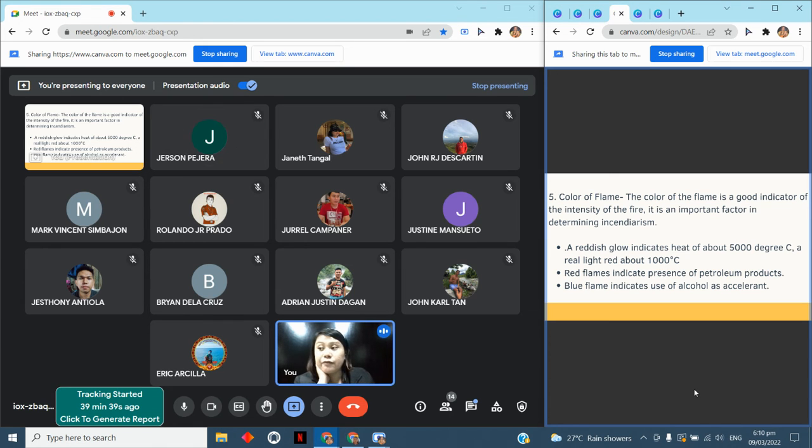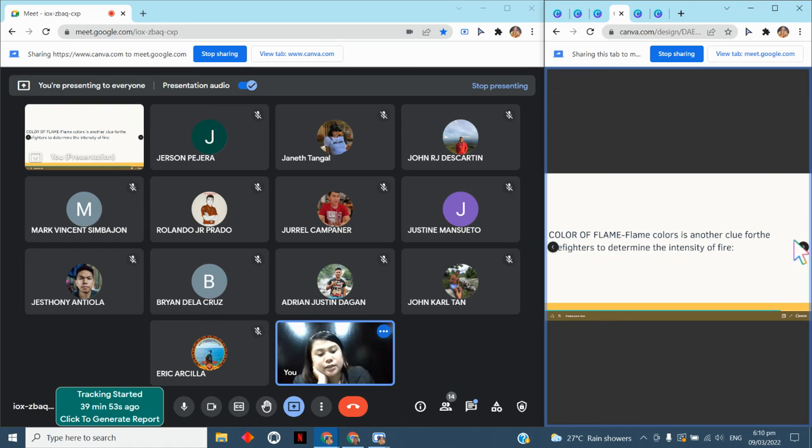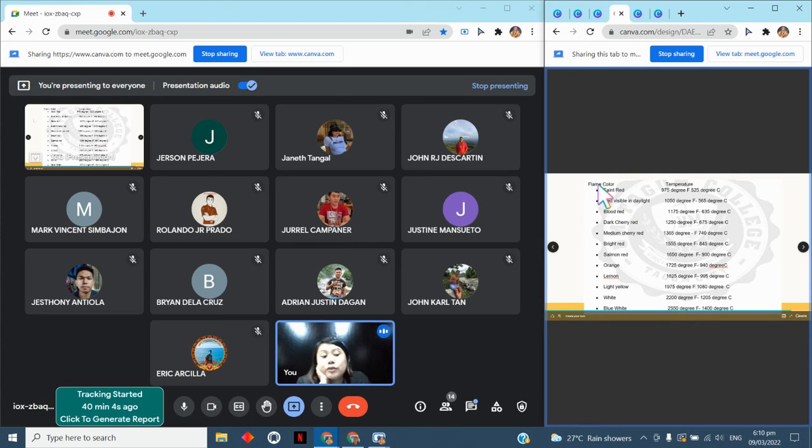The color of the flame will also indicate how strong our fire is. So these are the indicators. The color of the flame is another clue to identify and determine the intensity of fire. So these are the flame colors and the specific temperature. When it reaches a certain temperature, this is the color that will appear.